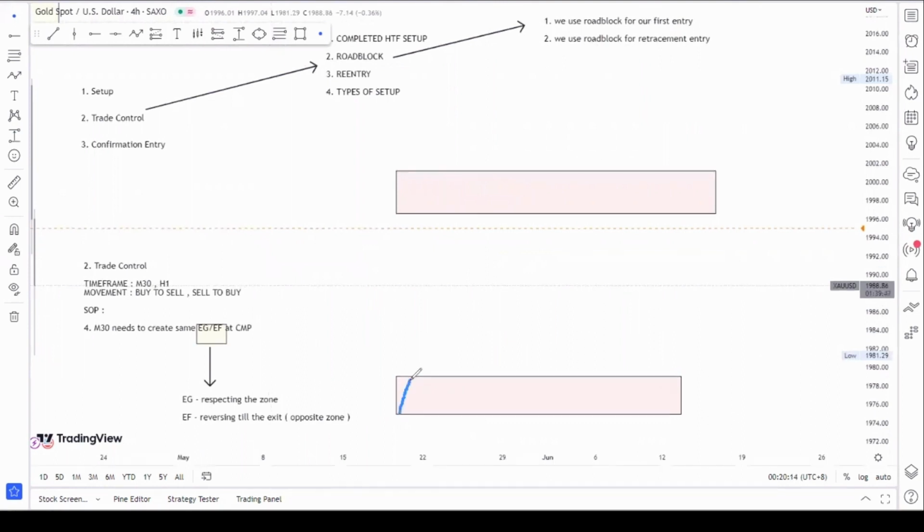So H4, like always, creates SOP number one, pull back, get into the zone, SOP number two and number three, focus on CMP. And then what is number four? Number 4. Okay, 30 minutes needs to create the trade control. Yes, exactly. Go down and then create an engulfing buy, trade control.